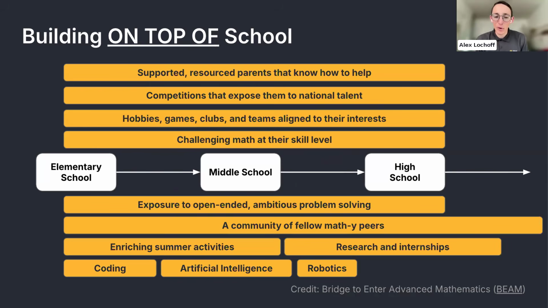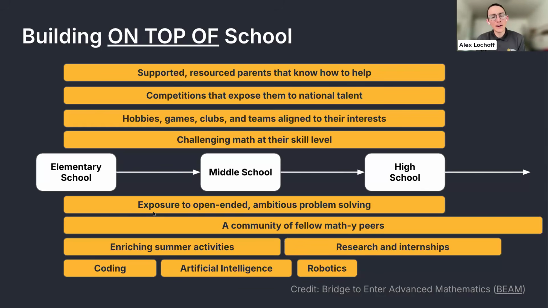Oftentimes, families think that the pathway to the frontiers of math and science means doing well in elementary school, going and taking the most advanced middle school classes you can, going to high school taking math classes, and eventually going on to college. And while school is a foundational piece of student success, what research has shown us is the students most likely to grow up and reach the frontiers are doing more than just excelling at school.